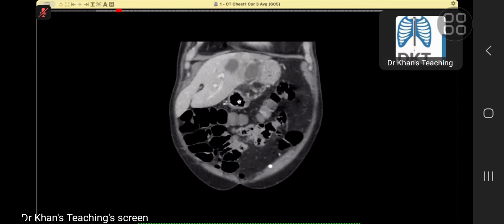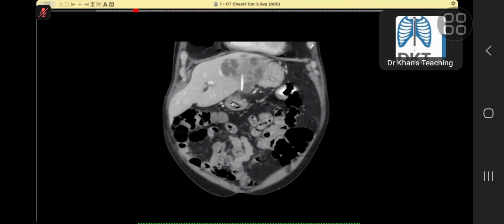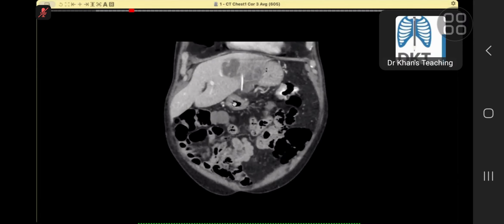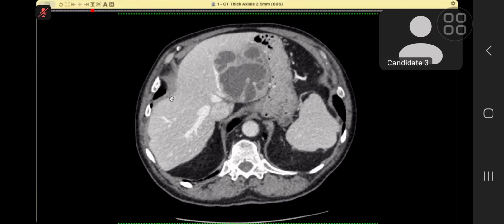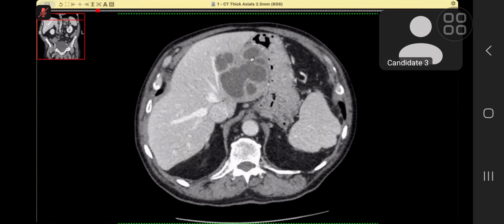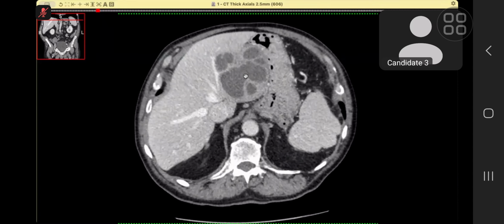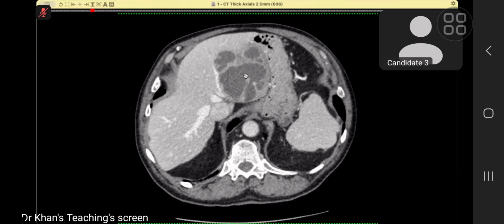This is the stomach. There is an irregularity noted at the region of the pylorus. Okay, so what is your conclusion then? So I think this is a foreign body or tube coming from the stomach and leading to this lesion. This can be a hepatic abscess or hydatid cyst.